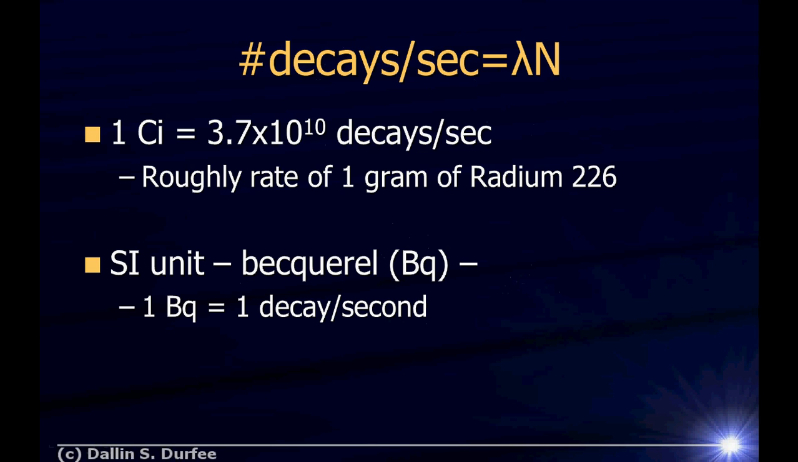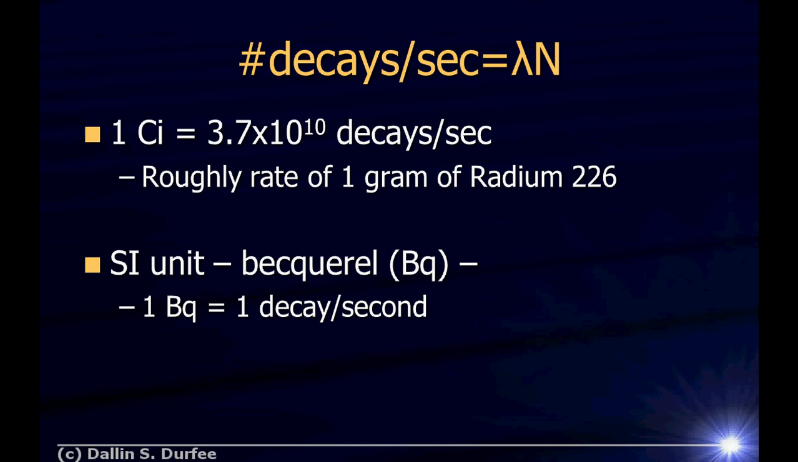Sometimes decay rates are measured in curies. It turns out that 3.7 times 10 to the 10th decays per second is 1 curie. This is roughly the rate of 1 gram of radium-226. It's named after Marie Curie. She was working with radium a lot, and so this was a natural unit to compare things with, comparing other things to how radium-226 decayed. But the SI unit is the becquerel. It's 1 decay per second. That's what we use in the SI system.